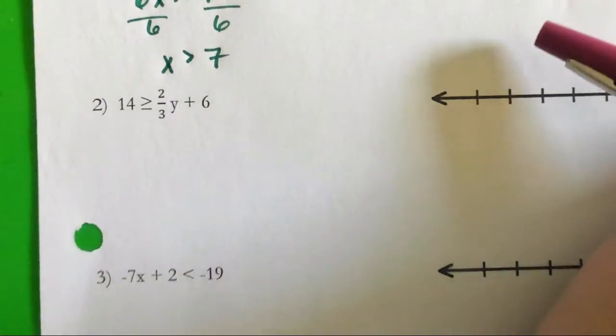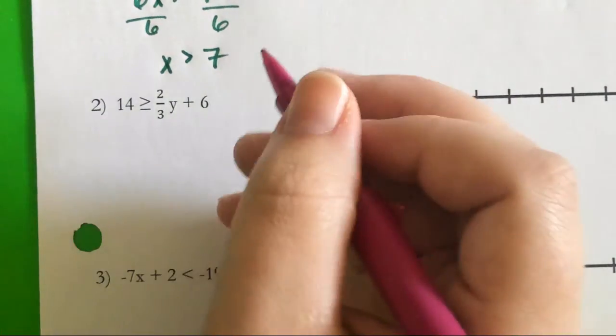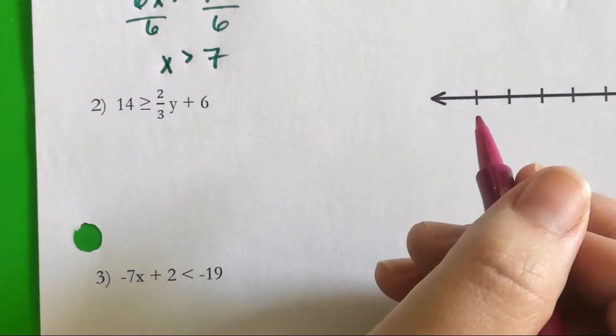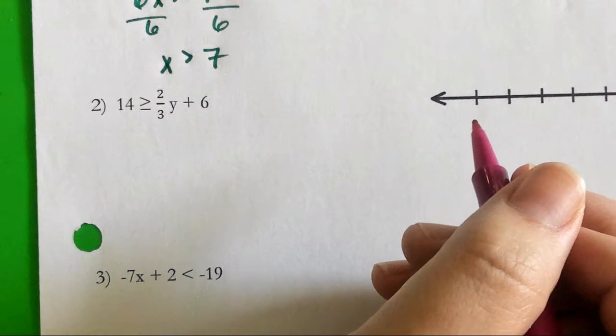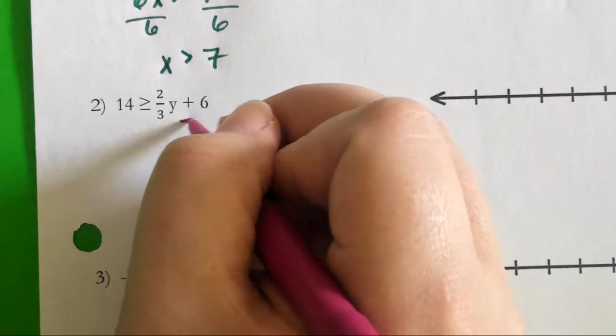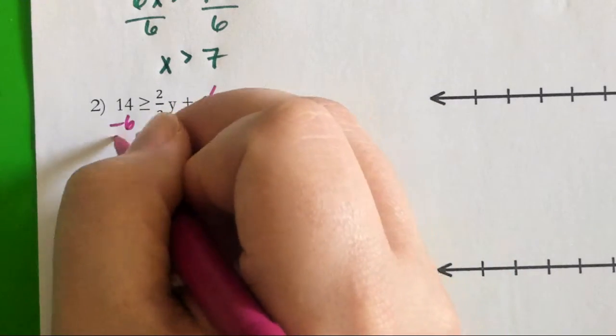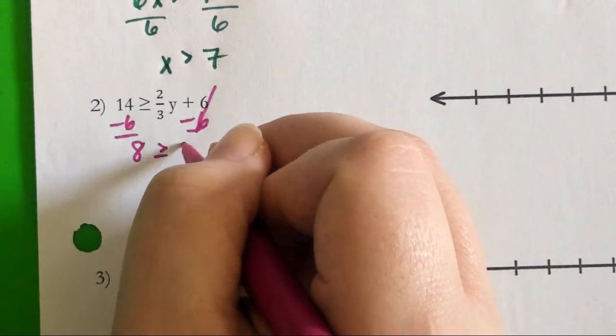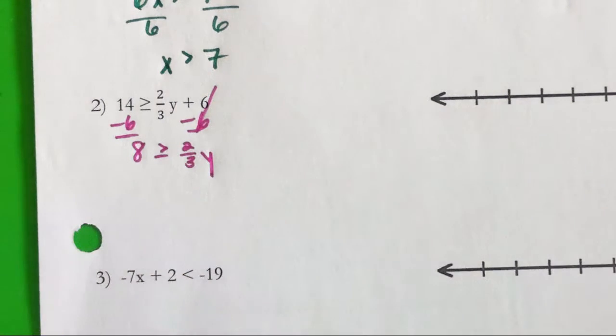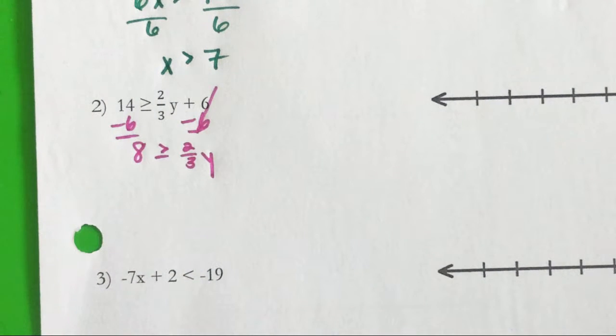Sure. Yes, Lloyd. Multiply by 3. He's trying to make our life complicated. Let's not multiply by 3 first. What should we do first? Subtract 6. Let's subtract that 6 first. Why? Because I have 8 is greater than or equal to 2/3 y. That's going to make our life easy. You're trying to do too much math today. Easiest thing to do is subtract 6 first.